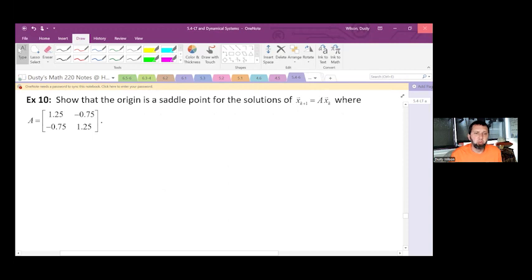Example 10. Show that the origin is a saddle point for the solutions of x_{k+1} equals A times x_k, where A is [1.25, -0.75; -0.75, 1.25]. So our first step is to find the eigenvalues. So step one, find the lambdas.